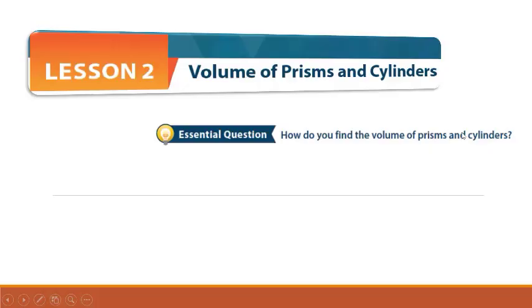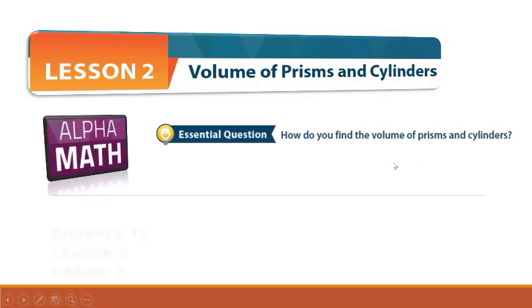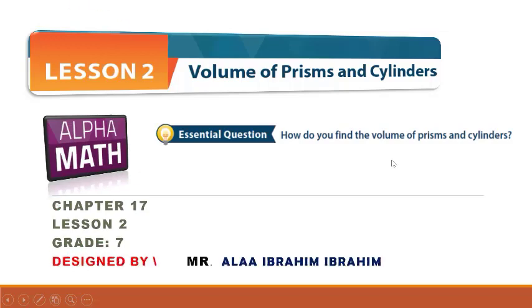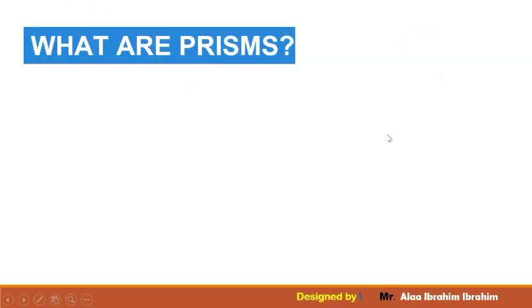Complete chapter 17 with lesson 2, volume of prisms and cylinders. How do you find the volume of a prism and a cylinder? This is chapter 17 again, lesson 2. Now we're going to look at what prisms are.